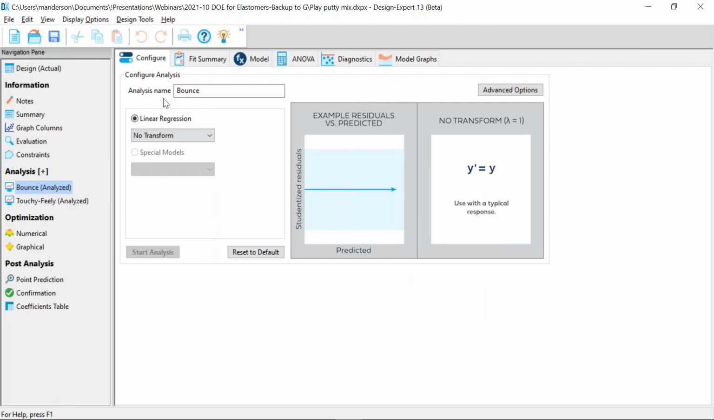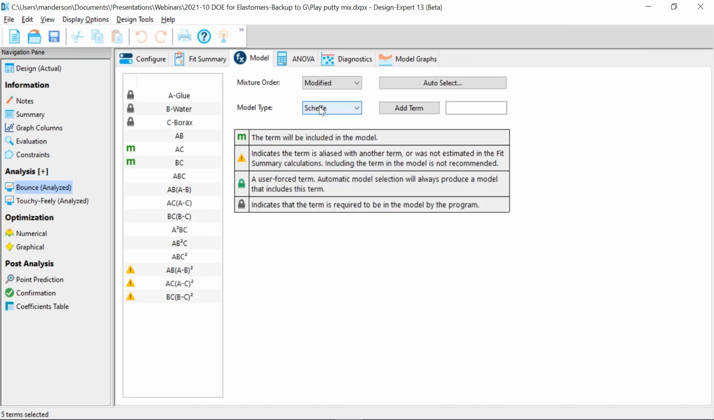Now the analysis of this, I'm just going to kind of skip ahead, but we're going to use a special type of model that's geared to the fact that the total is fixed and the response is a function of the proportions. It's called a Scheffé polynomial. And this kind of thing you're going to want to study.